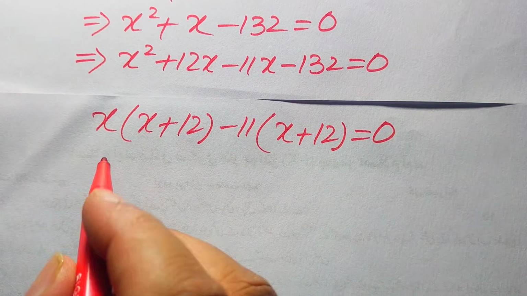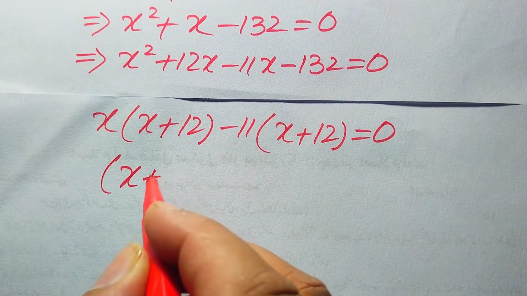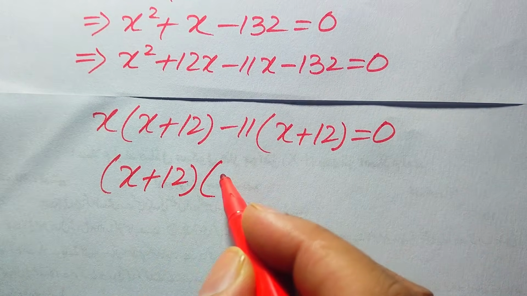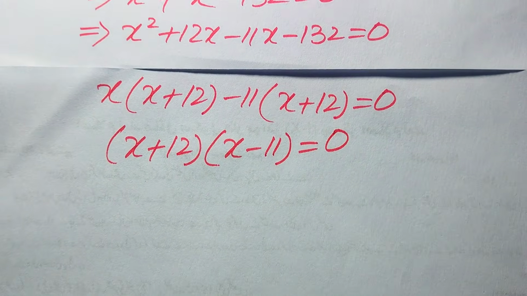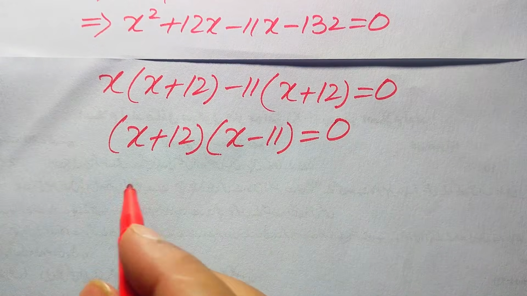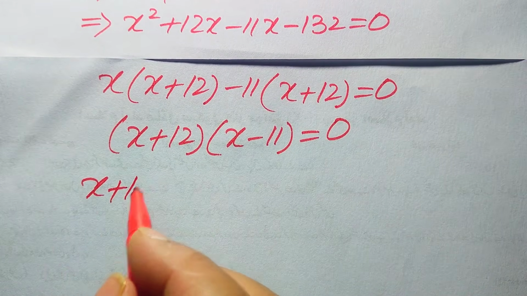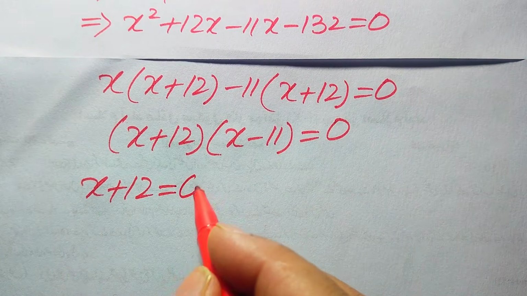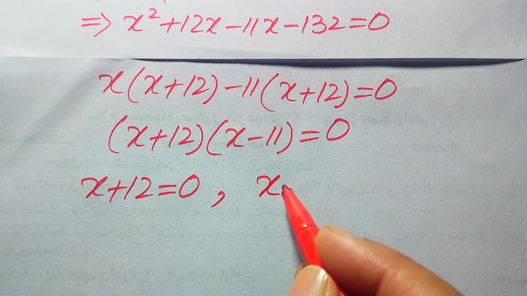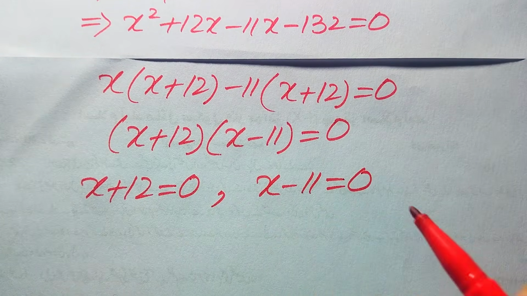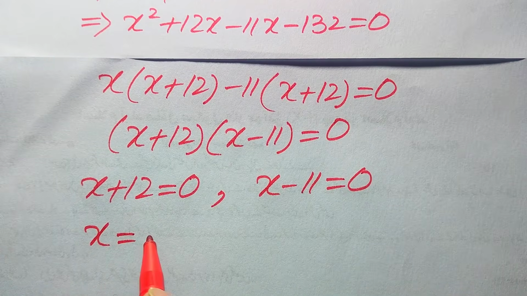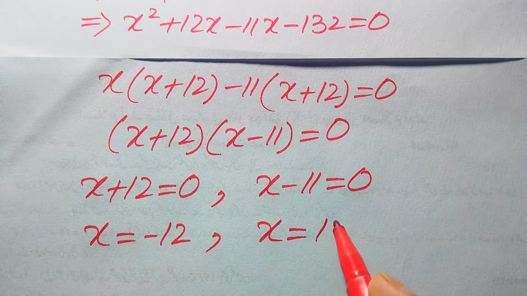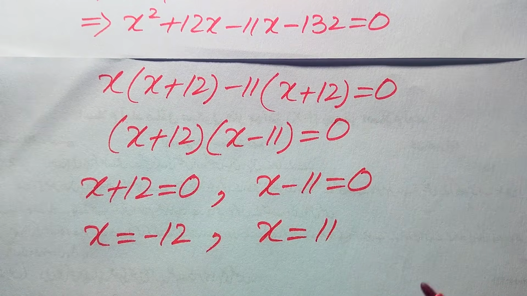And now in the next step we will take common x plus 12 from here, and when you take common x plus 12 we get the remaining values x minus 11, and this whole equation is equal to 0. And now we divide this equation into two cases. The first case is x plus 12 is equal to 0, and the second case is x minus 11 is equal to 0. From here we easily get the value of x is equal to minus 12, and from here we easily get the value of x is equal to 11.